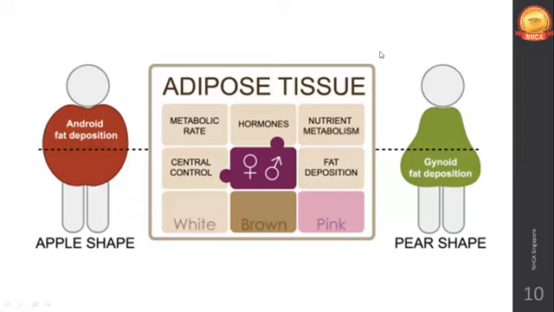So next, coming to adipose tissue. Adipose tissue in apple shape, pear shape, and different types of adipose tissue, that is pink, white, and brown. The white adipose tissue is related to your central control metabolic rate. Brown adipose tissue defines the impact of hormones. Too much of hormones can reduce or increase the brown adipose tissue in you.